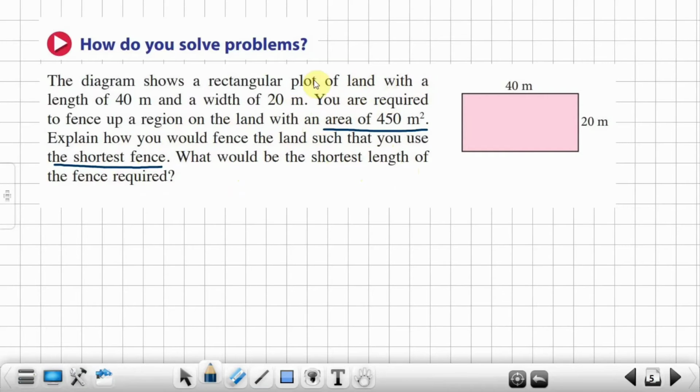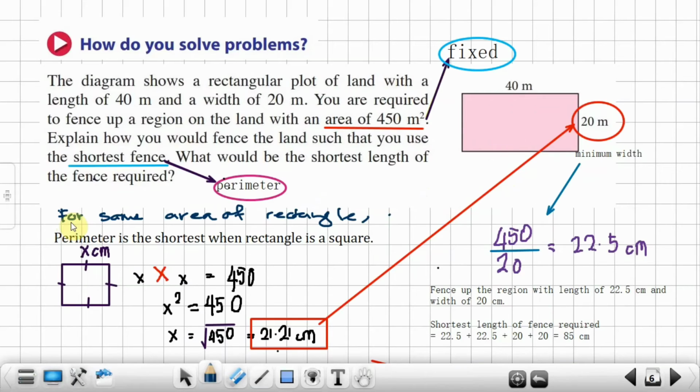Alright, so from this situation, you need to fence up some of the region here. Let's say this is the region you want to fence up. The area is fixed, which is 450 meters square, and you also want to build the shortest fence possible. Previously we have discussed that for the same area of rectangle, the perimeter is the shortest when the rectangle is square.